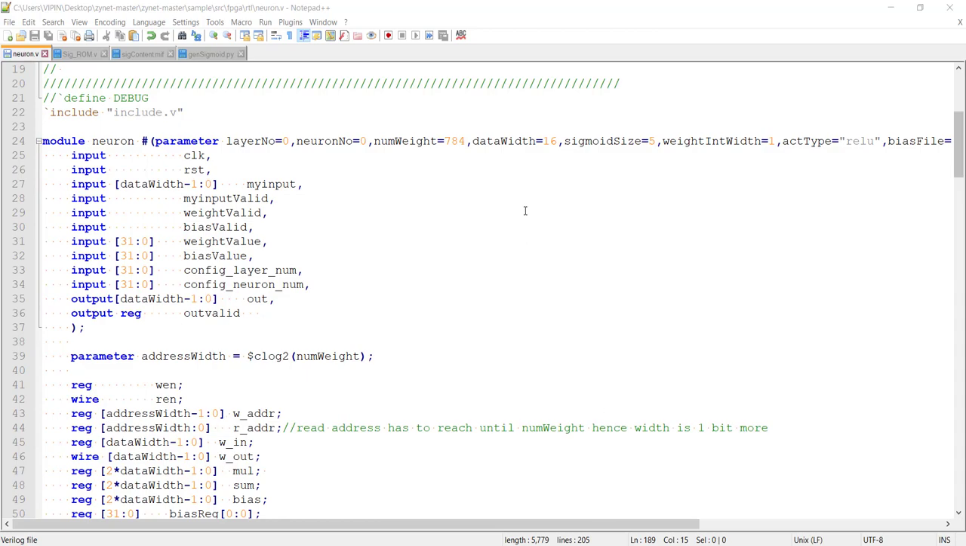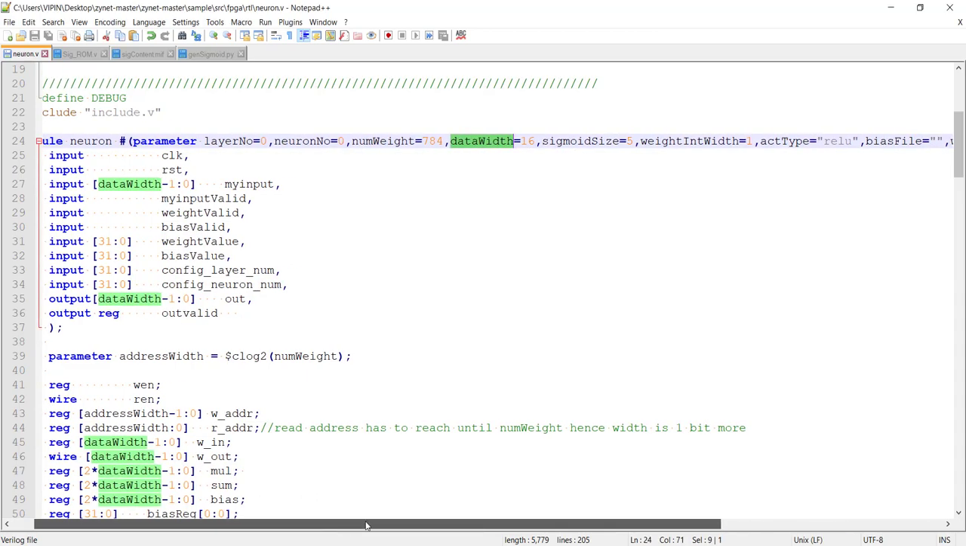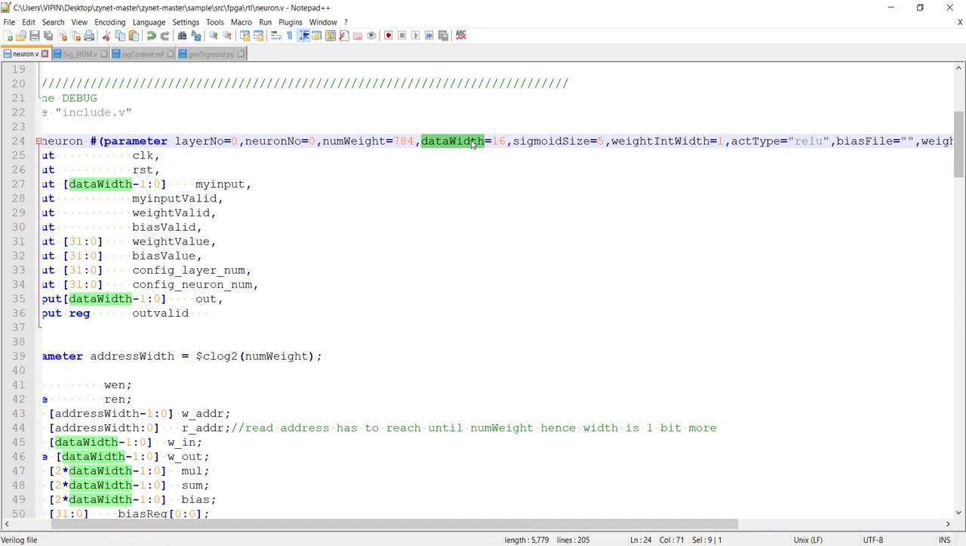Okay. So at the top, you can see some constants are declared here. At this time, let me clarify them. One is called data width. Data width is the width of the data which is coming to each neuron, and it is the width of the data which is going out of each neuron also. We have designed it to be 16 here, but you can change it. That is one important thing.